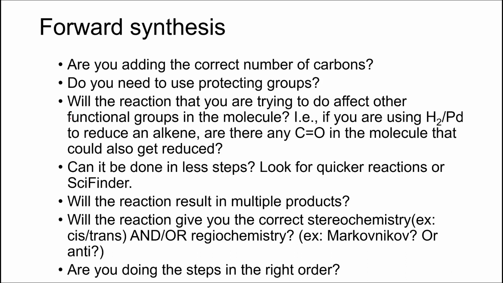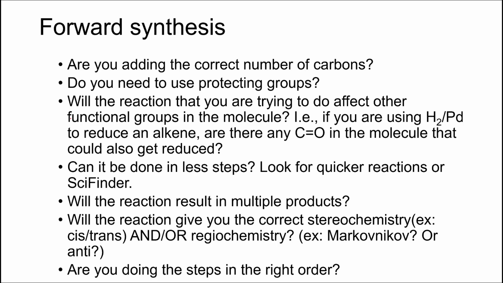Other things to think about in your forward synthesis. Are you adding the correct number of carbons? Make sure the number of carbons that you're starting with matches what you want it to end with when you're adding things along the way. Check to see if you need to use protecting groups. We saw that with an ester, where we had to protect the ketone. You also want to see if the reaction that you're trying to do is going to affect other functional groups. So if you're using H2 palladium to reduce an alkene, make sure that there are no carbonyls present that could also get reduced, or any alkynes there.